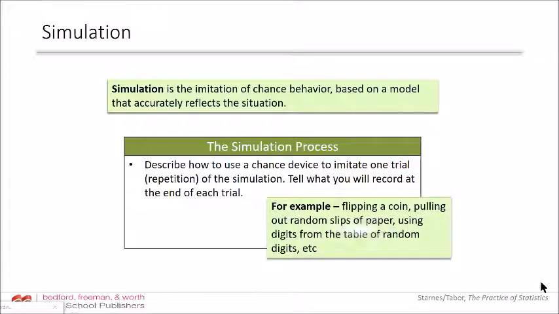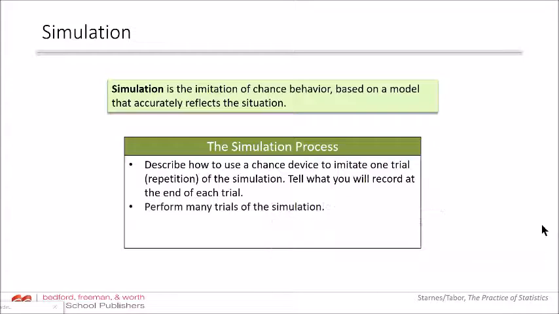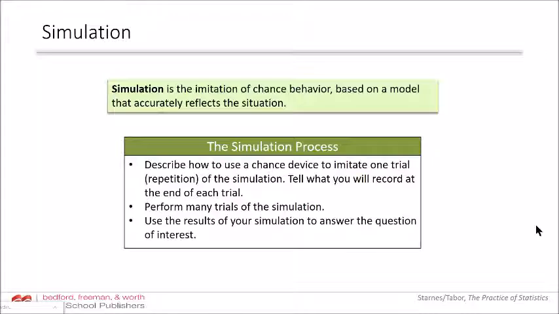So what do I mean by a chance device? I mean, flip a coin. If it's like a true-false question, there's two options. Flip a coin. Use the heads to represent true, use the tails to represent false. Pulling out random slips of paper, using digits from the table of random digits, things like that. And then perform many trials of the simulation. And then use the results of your simulation to answer the question of interest.